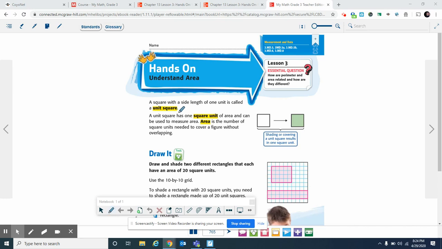Okay, so a unit square is a square with a side length of 1 unit. And an area is the number of square units needed to cover a figure without overlapping. Again, area is the number of square units needed to cover a figure without overlapping. That is area. Now, on this topic, I'll be giving you some examples on how to understand the area. Okay, you guys ready? All right, let's move on.